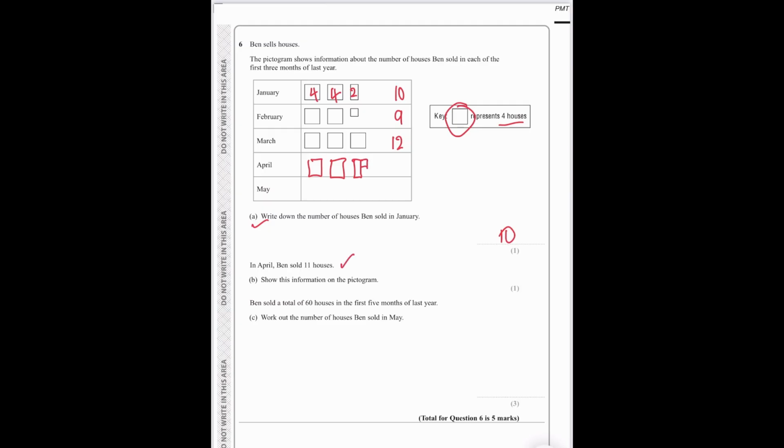Show this information on the pictogram. Ben sold a total of 60 houses in his first 5 months of last year. Work out the number of houses Ben sold in May. So in January that was 10, in February it was 9, in March it was 12, and in April it was 11. So that makes 42. So 60 take away 42 gives us 18.